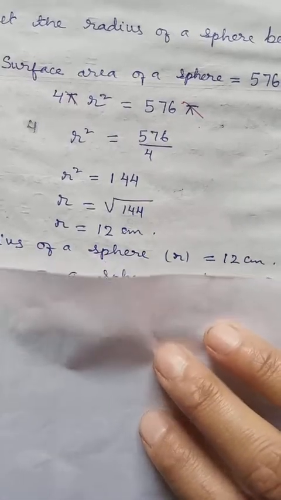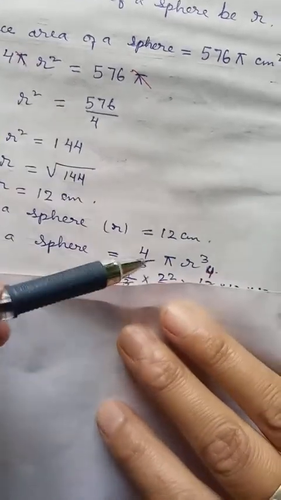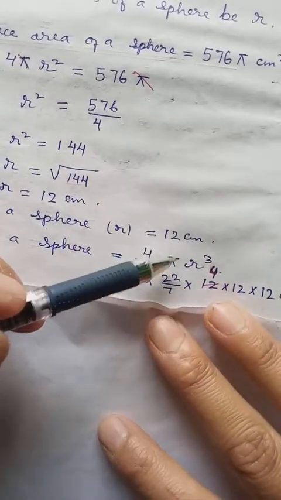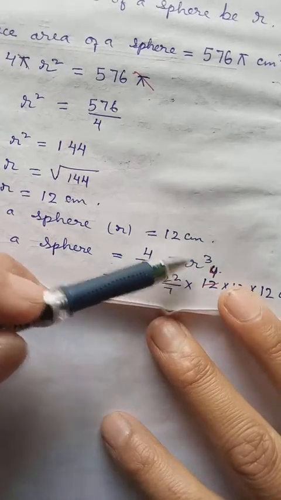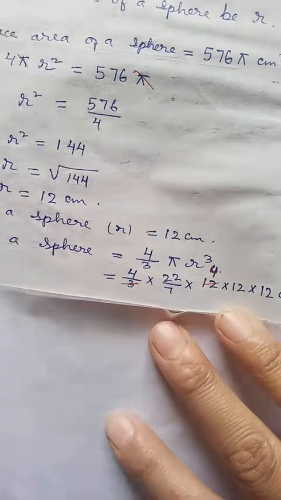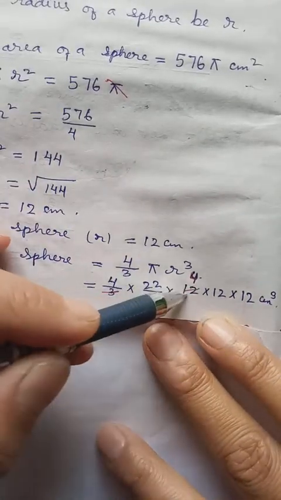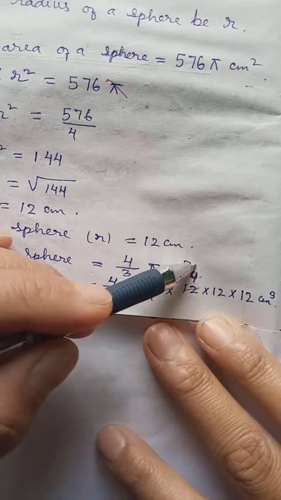Volume of sphere, you know the formula, it is 4 by 3 pi r cube. So 4 by 3, let it remain. Pi, you know, 22 by 7. R, you know, it is 12. So since it is cubed, we can write 3 times, okay? So then here we can cancel. So 3 into divide 12, we get 4.